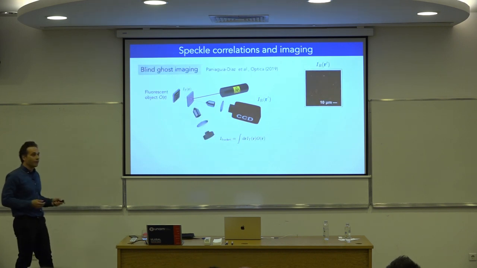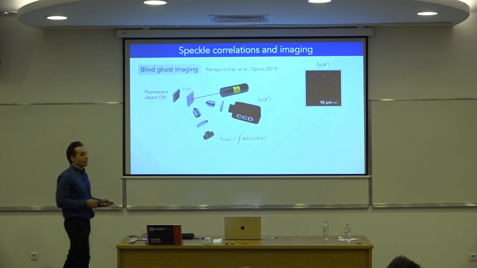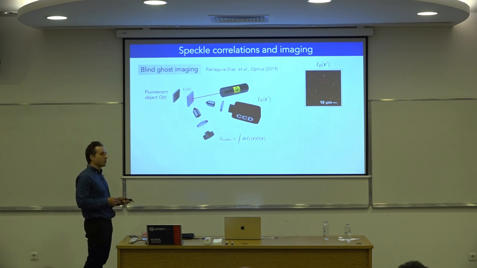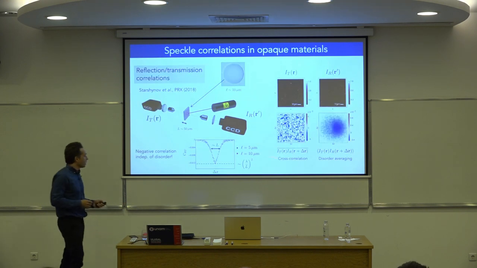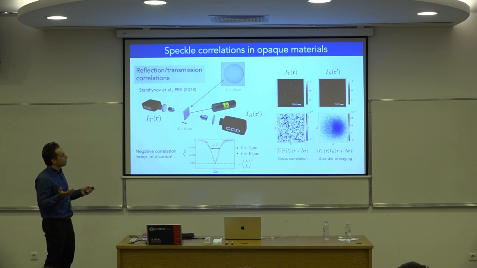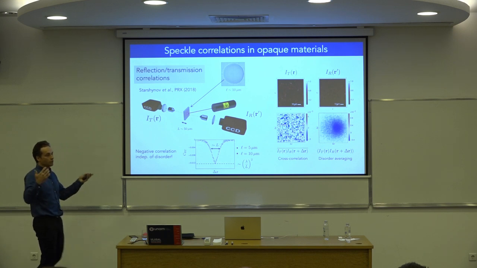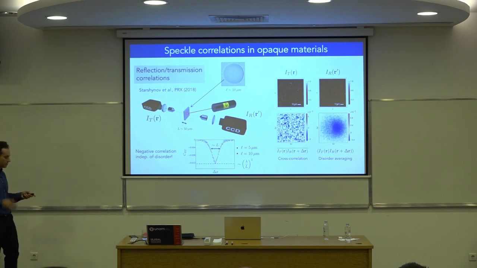But is it negative for all wavelengths? Yes. So here it's a local correlation, but if you think in terms of total intensity, since you have energy conservation somehow, the total intensity in transmission and reflection have to be anti-correlated, right? So that's a qualitative argument as to why it should be negative.